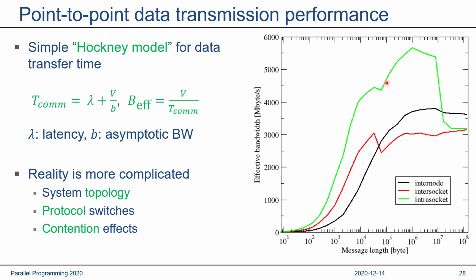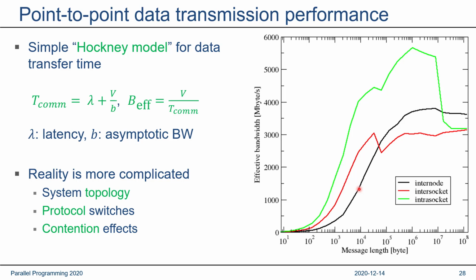But still, in all 3 cases, the simple S-shaped curve is actually not what we really observe. We have kinks, we have drops, and the reality is obviously more complicated. Okay, so the general difference between these 3 curves is rooted in system topology, who's communicating with whom and where are they.